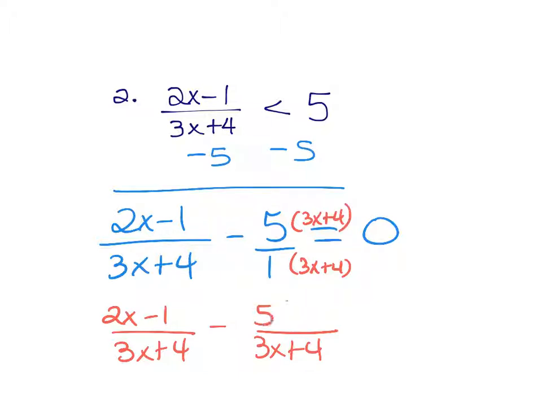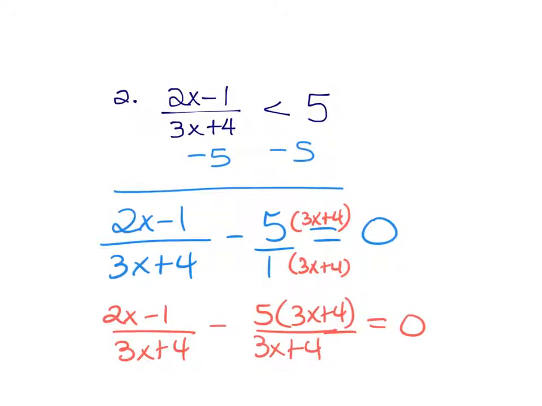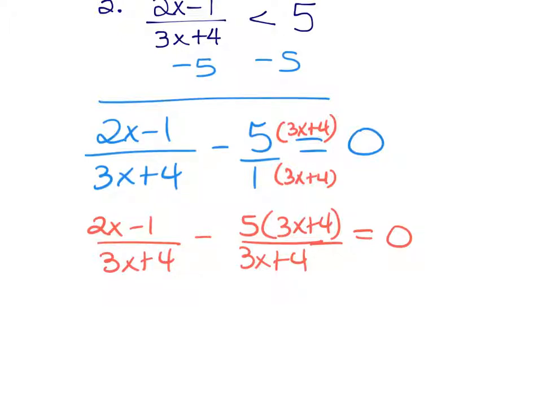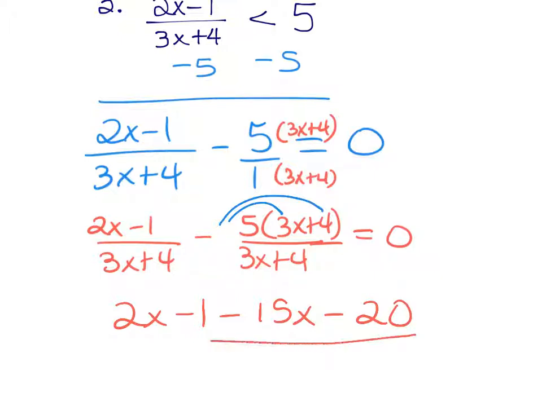So this will become 5 times 3x plus 4. I need to distribute and simplify my numerator. I'm going to treat this as a -5 that I'm distributing. So the 2x minus 1 stays. Distribute the -5 and get -15x minus 20, all over the same common denominator.